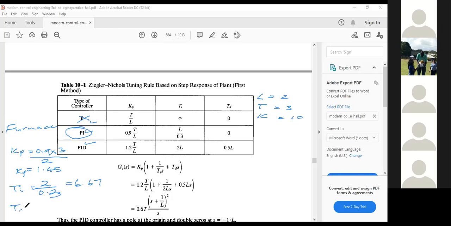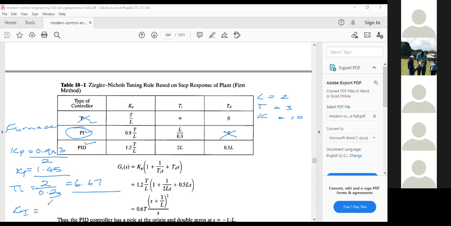And TD is equal to 0.5 L, 0.5 times 2. Oh wait, wrong thing. We don't need TD, so I'm doing this foolishness. But is this the one we use? Oh yeah, I just realized, I go for the PID one. All right, so now we need KI.